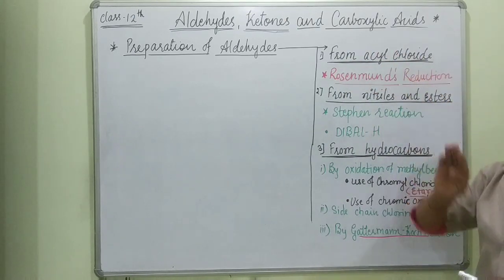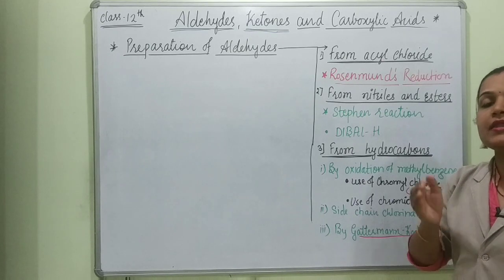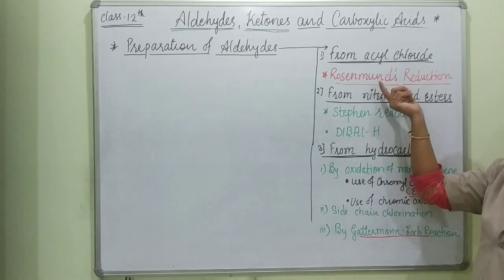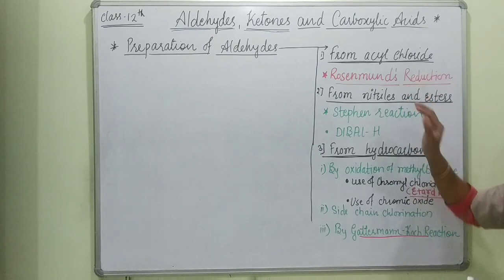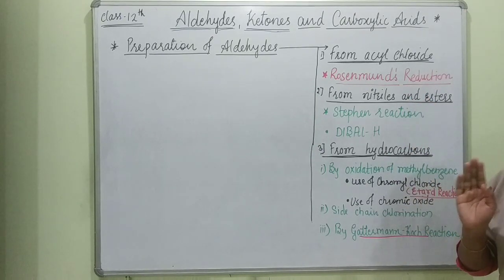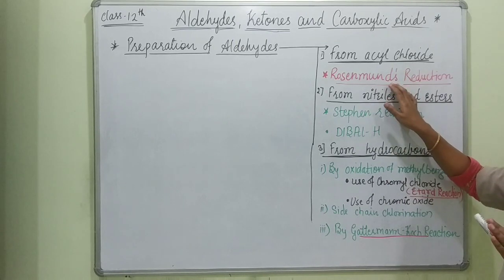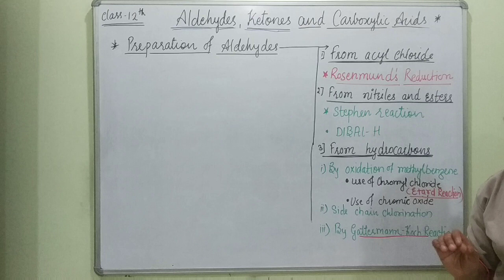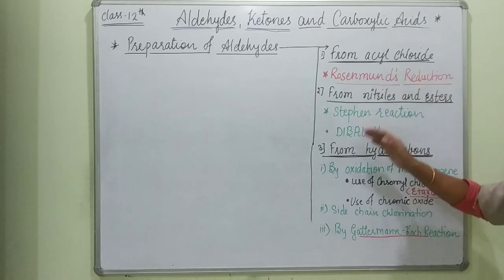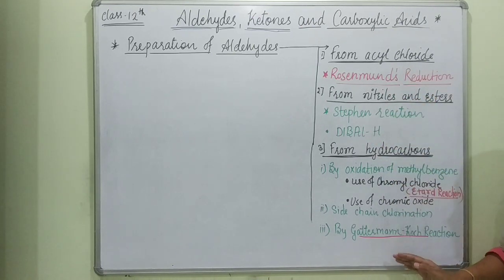When we prepare an aldehyde from acyl chloride, that process is known as Rosenmund's reduction. So it is very clear to us that in the Rosenmund reaction, acyl chloride is converted into aldehyde. Is it clear? That's why it will be very easy for you to understand.